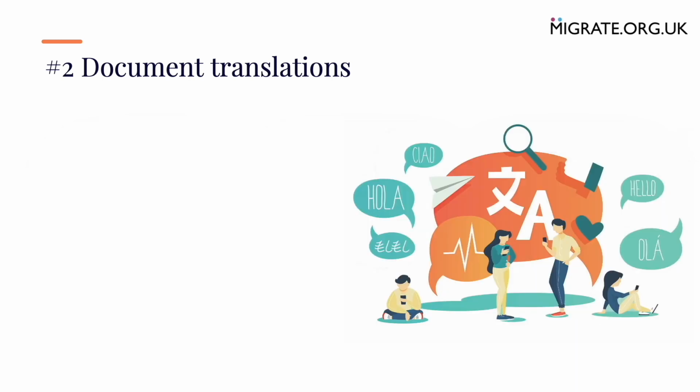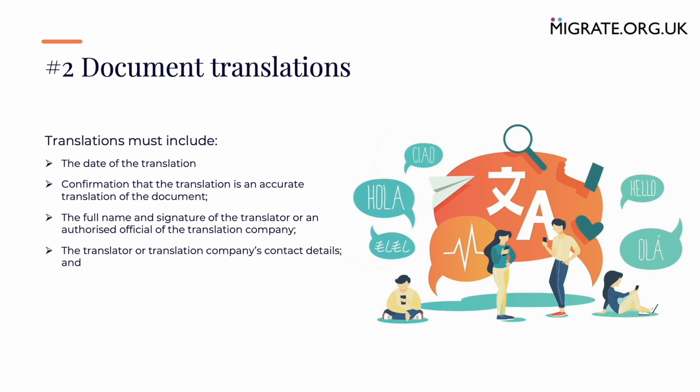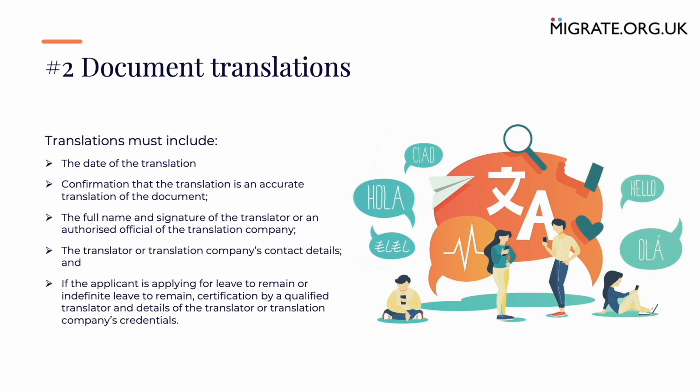If you do decide to translate documents, there are certain translation requirements that you must be aware of. The immigration rules state that the translation must include: 1. The date of the translation, 2. Confirmation that the translation is an accurate translation of the document, 3. The full name and signature of the translator or an authorized official of the translation company, 4. The translator or translation company's contact details, and 5. If the applicant is applying for leave to remain or indefinite leave to remain, i.e. in-country applications, the certification by a qualified translator and details of the translator or translation company's credentials.